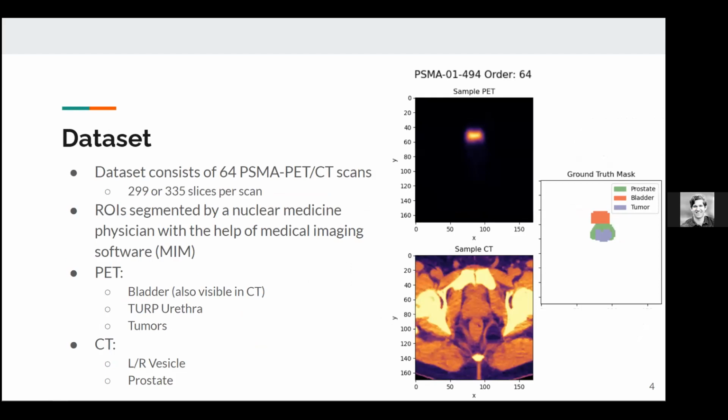Our dataset consists of 64 PSMA PET CT scans and were segmented by a physician with the help of medical imaging software using gradient-based edge detection and thresholding techniques. Bladder, turp urethra, and prostate lesions were segmented on the PET, while the left and right vesicles and the prostate were segmented on the CT.